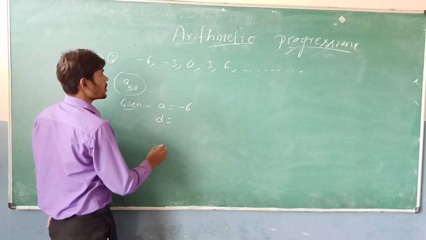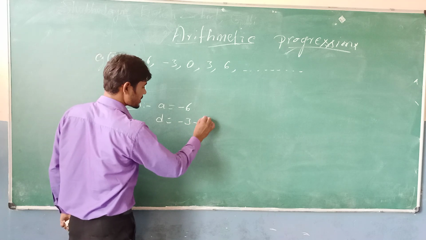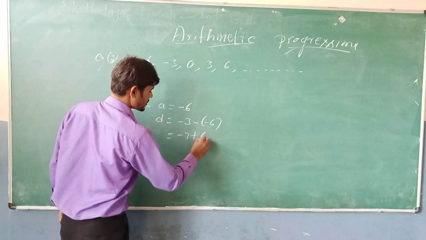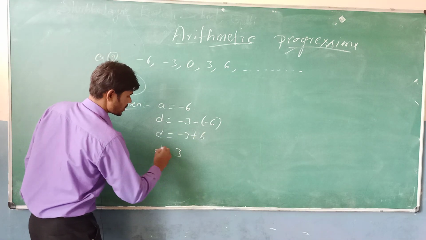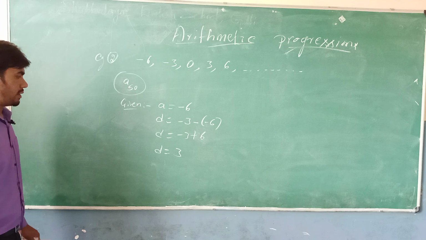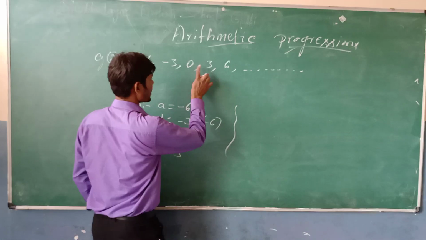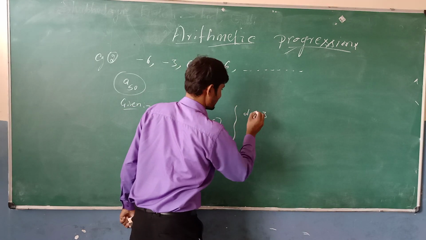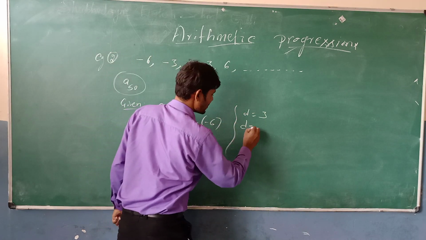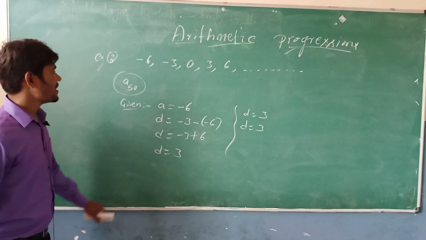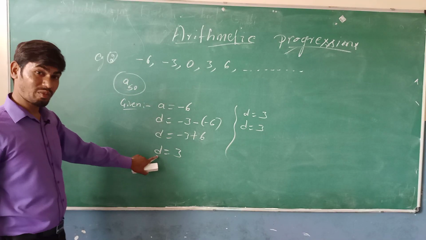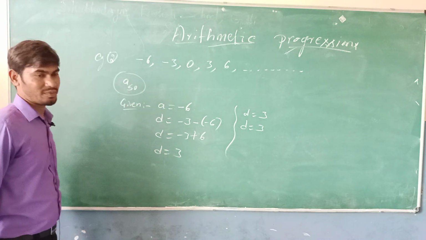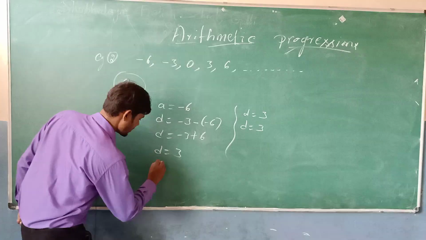D is equal to minus 3 minus of minus 6, which is minus 3 plus 6. D is equal to 3. And also here, 3 minus 0 is 3. D is also 3. Here the terms are negative, but the difference is positive. Can we observe that?